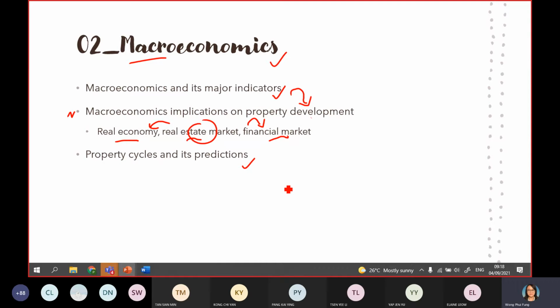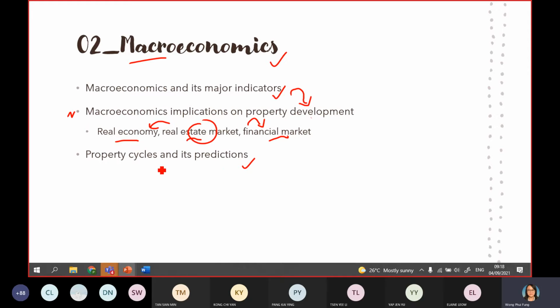So that is your midterm test question number 1. If you can relate what you have learned in macroeconomics, from what information and what data you can get, and how it helps the developer in planning their development, then that will be your best answer for question number 1 of your midterm test.